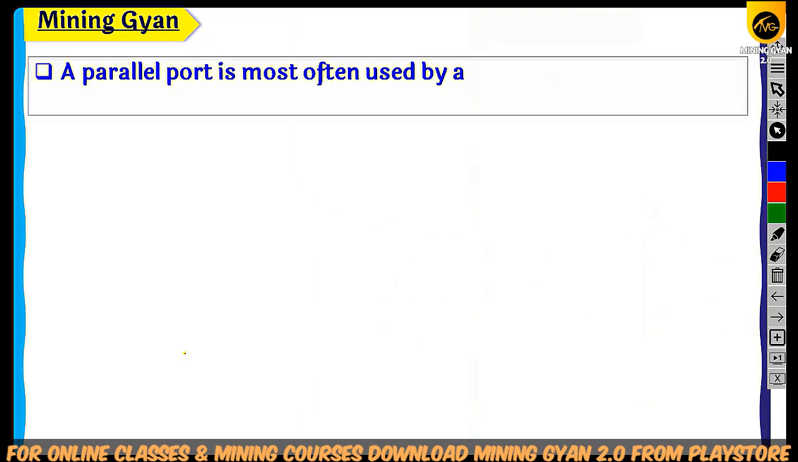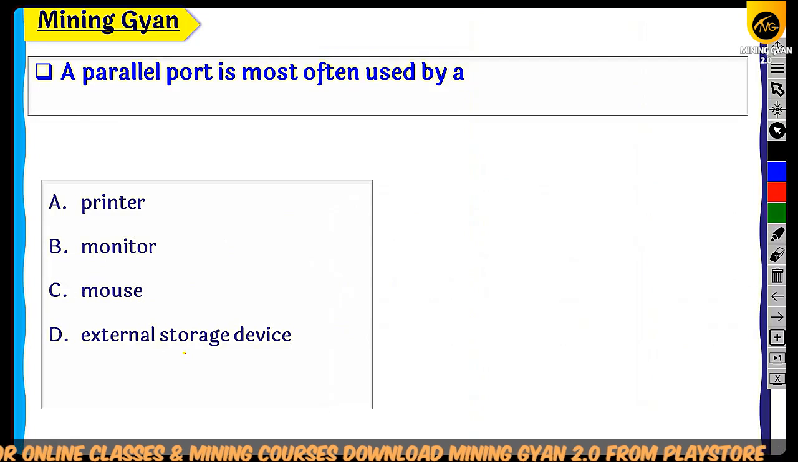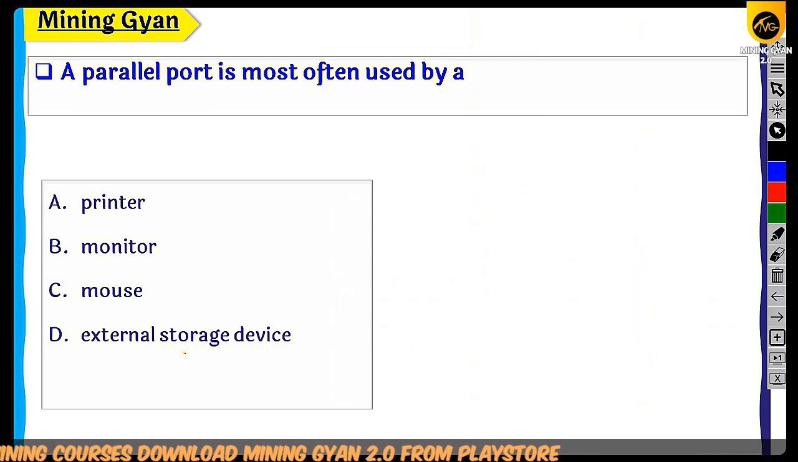A parallel port is most often used by a printer, monitor, mouse, or external storage devices. Okay, I think in unit number 3 or unit number 2 there is a section on different types of ports. One is the serial port, the second is the parallel port. So basically, where are parallel ports used? Option A is for the printer, monitor, for using mouses, or for connecting external storage devices.